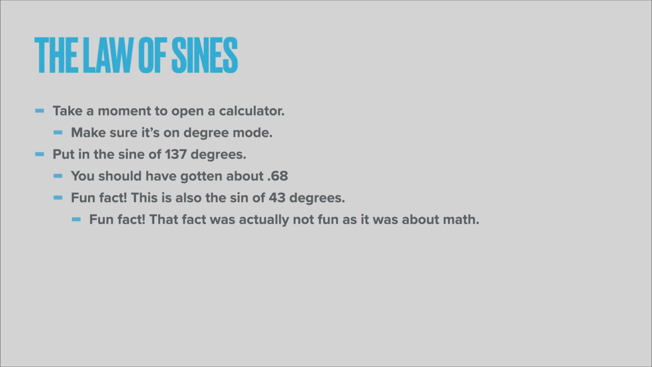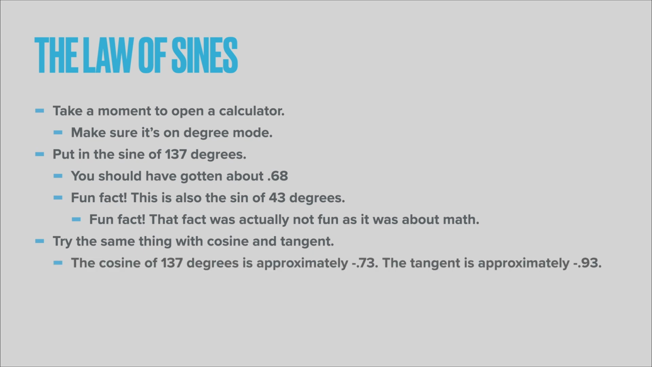So now let's try the same thing, but with cosine and then with tangent. So cosine of 137, then tangent of 137. Now, the cosine of 137 degrees is approximately negative 0.73. The tangent is approximately negative 0.93.